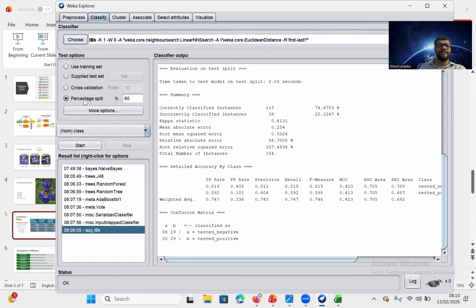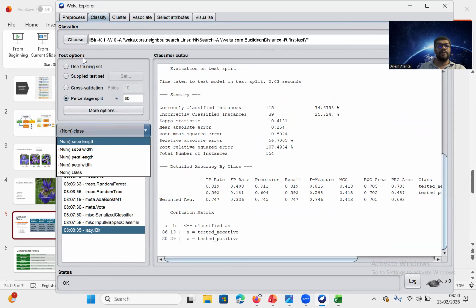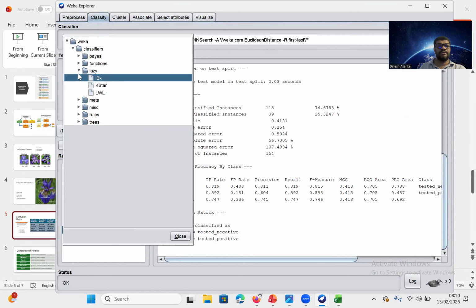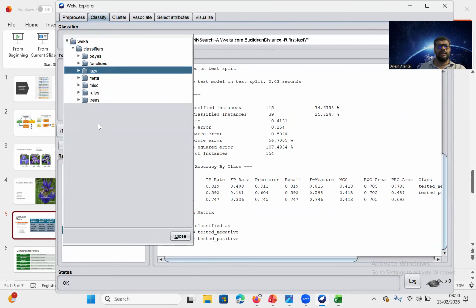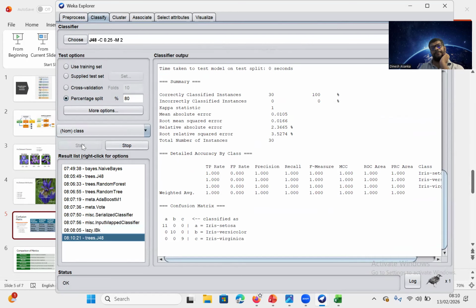So again, I'll be using the percentage split. I'll use the decision trees for this and see. Right. So I have 150 records. When I have 150 records, 80% means 120. So I have 30 records to test my algorithm. So you can see here, all 30 were predicted accurately. So no issues at all. That is where you will see precision is 100%, recall is 100%, F1 measure is 100%.